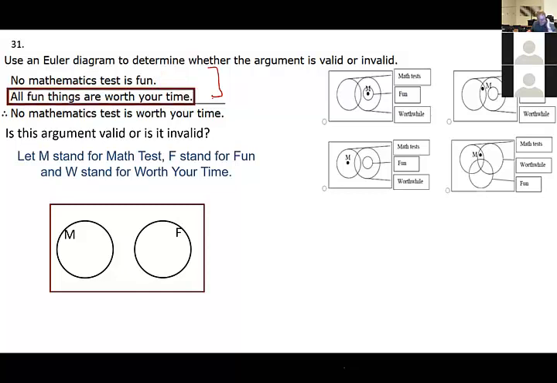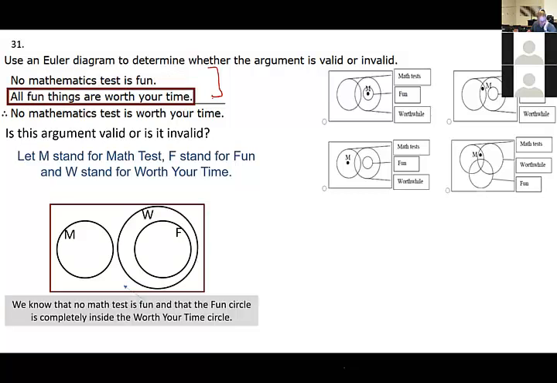The second premise says all fun things are worth your time. So that means that the fun circle is inside the worth your time circle. Everything that's fun is worth your time. So the fun circle has to be completely inside the worth your time circle. We know that no math test is fun, and the fun circle's got to be inside the worth circle. So you got a picture like that, worth your time circle.